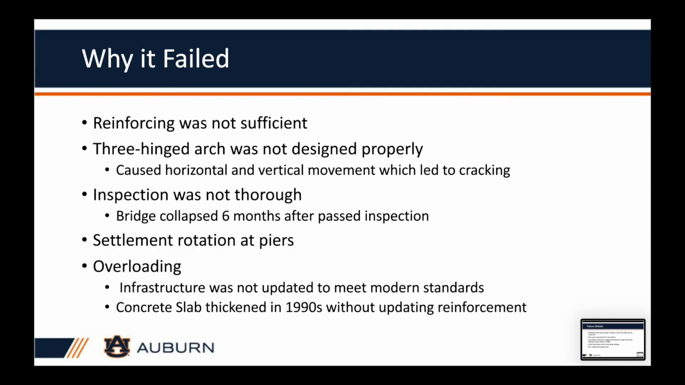So why it failed: the reinforcing was not sufficient. The 3-hinge arc that was redesigned in the 1940s caused horizontal and vertical movement, which led to cracking. The inspection was not thorough, so when they came and inspected the cracks, they passed up on fixing that. They misidentified those cracks as insufficient. And then the sediment rotation at the piers also created some stress on the structure. And then finally, overloading. The infrastructure was not updated to meet modern standards, and the concrete slab was thickened in the 1990s without updating any reinforcement.